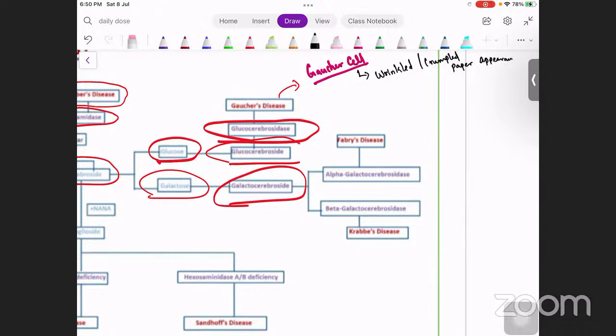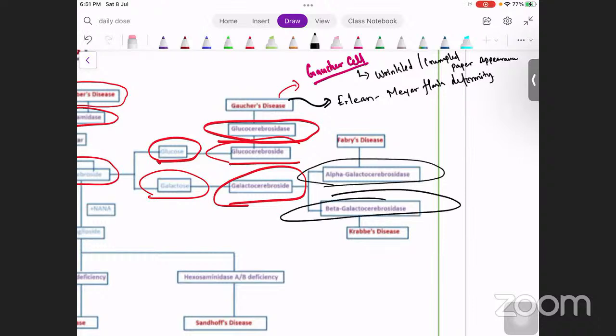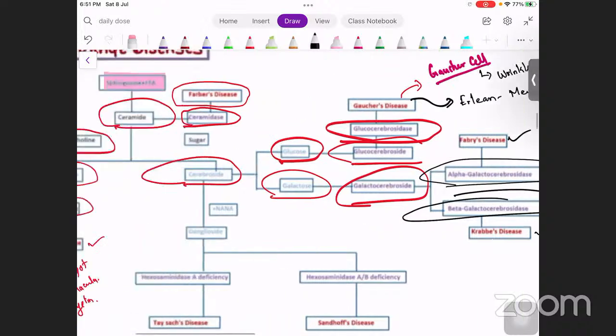And apart from that, you may also see Erlenmeyer flask deformity of femur. So this is a glucose cerebrosidase enzyme defect. Glucose cerebrosidase enzyme defect will produce Gaucher's disease, where you see the wrinkled paper appearance or Erlenmeyer flask deformity. Now, speaking about galactocerebrosidase, alpha galactocerebrosidase and beta galactocerebrosidase: alpha deficiency results in Fabry's, while beta deficiency could result in Krabbe's.